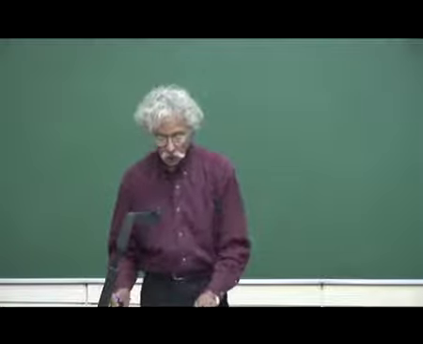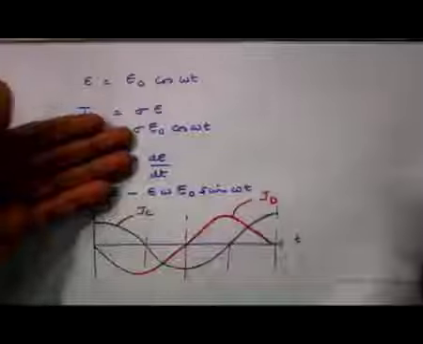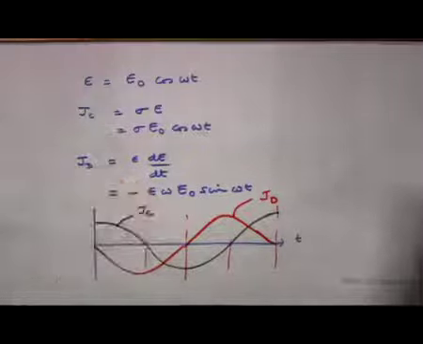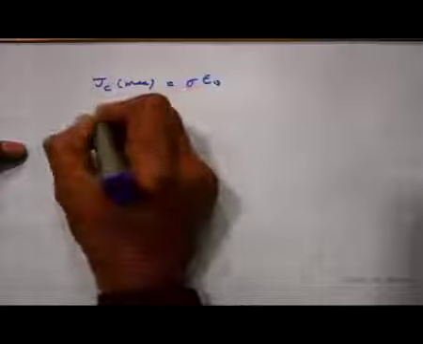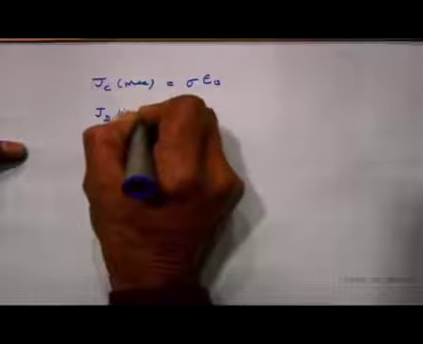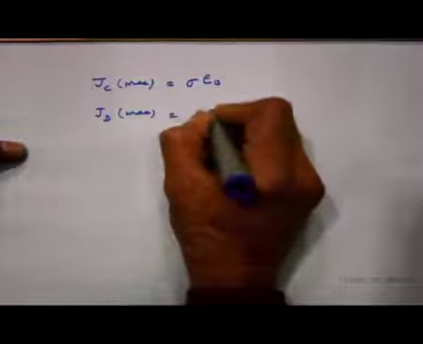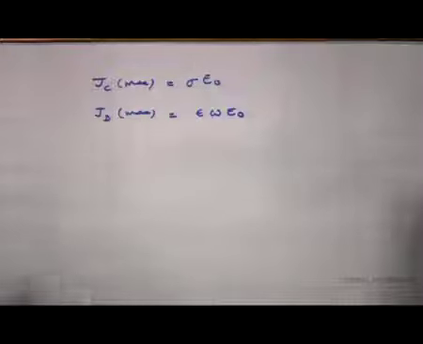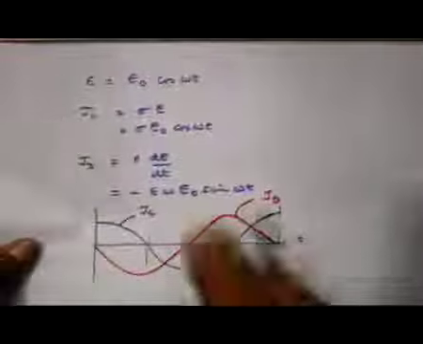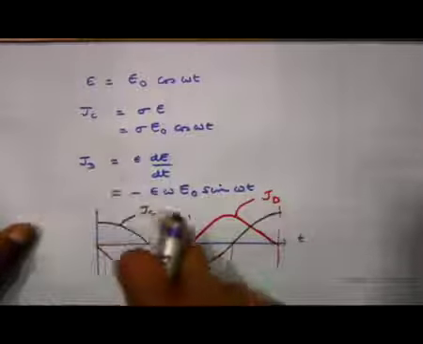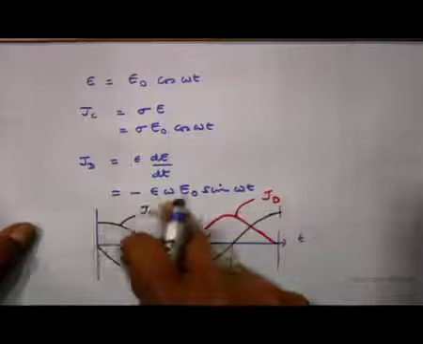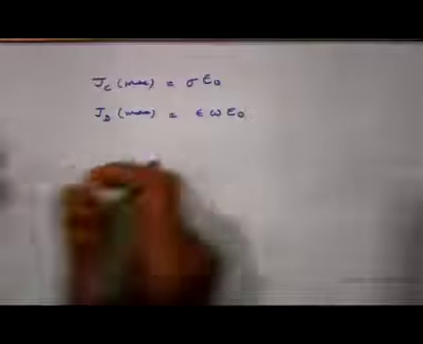I can actually calculate the maximum value of conduction current density and compare it with the maximum value of displacement current density. The maximum value of conduction current density, JC max, is sigma E0, and JD max is epsilon omega E0. The maximum conduction current density appears when cos omega t is 1, that is sigma E0, and the maximum displacement current density happens when sin omega t is minus 1, that is epsilon omega E0.